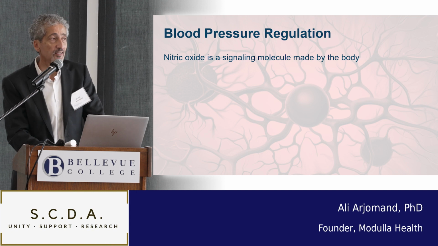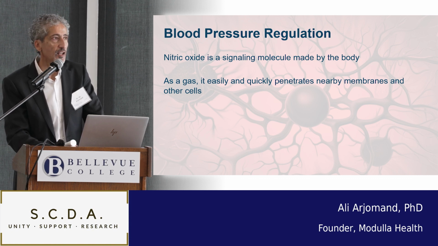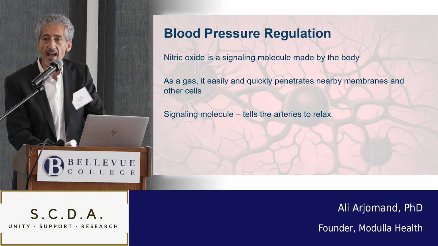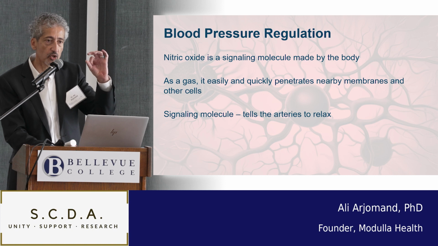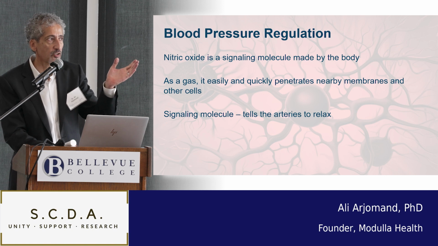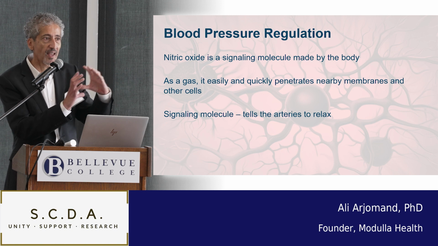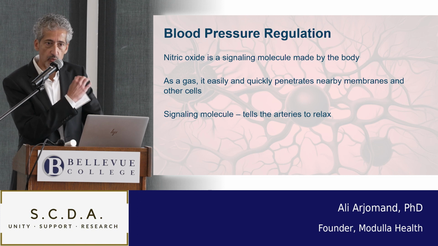Now, nitric oxide is a signaling molecule made by the body. As a gas, it easily moves around and quickly penetrates all the nearby cells, and it acts like a little messenger. It tells the walls of the arteries to relax. So imagine a hose that's capable of expanding or shrinking in diameter. That's your blood vessels. Every time nitric oxide shows up, it tells the arteries to relax and broaden out, expanding the diameter, and that lowers the pressure of the blood through that artery.